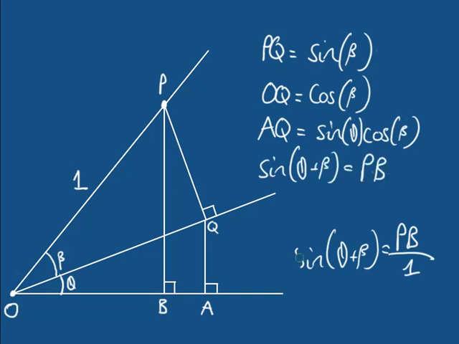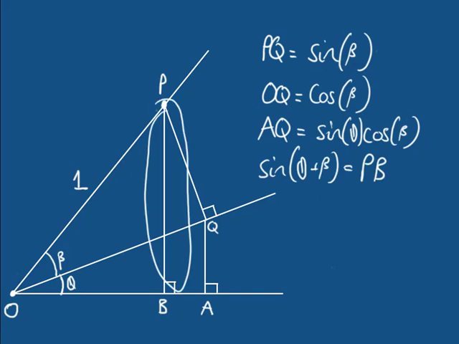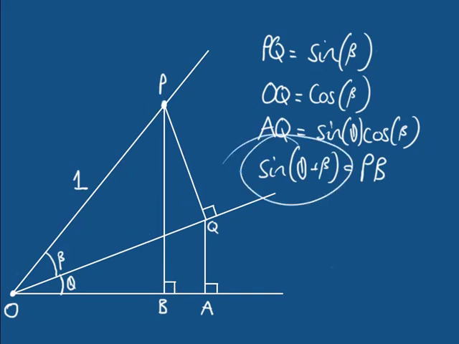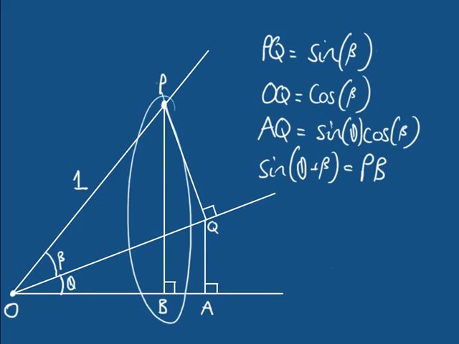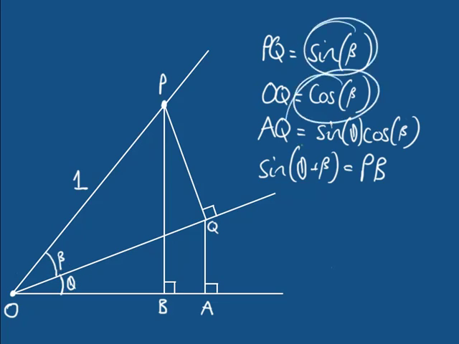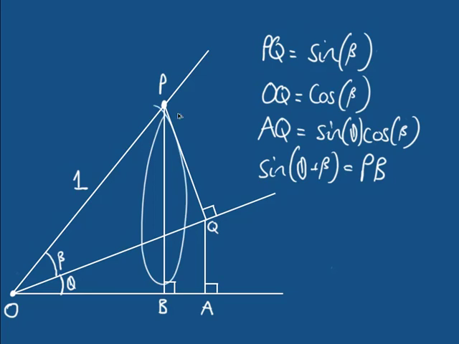Now, why is this useful for us? Well, if we can find the length of PB, if we can find the length of this newly created edge right here, then we can find the sine of theta plus beta. What we need to do is find the length of this in terms of things that we know. All we know are these angles, or of course we can apply trigonometric functions to these angles. So we're attempting to find the length of PB in terms of theta, beta, or the cosine and sine of those angles.